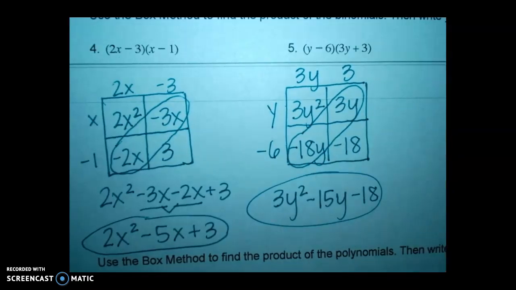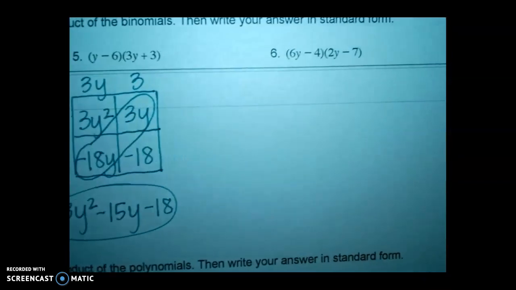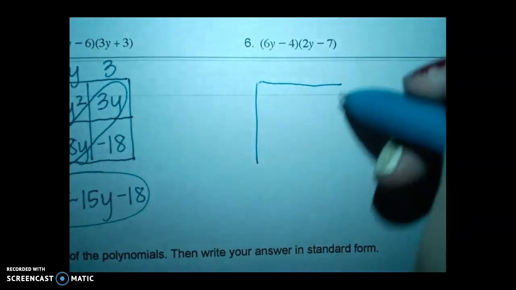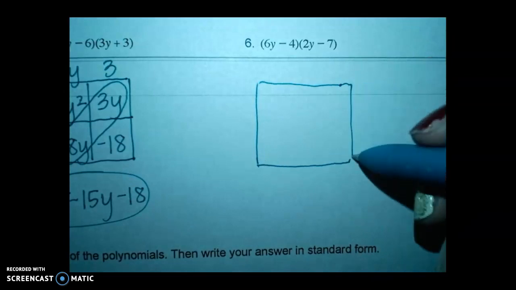Okay, if you want, go ahead and push pause and try number 6 on your own, and then fast forward and skip to see if you got the same answer I did. If you want to do it with me, here we go.